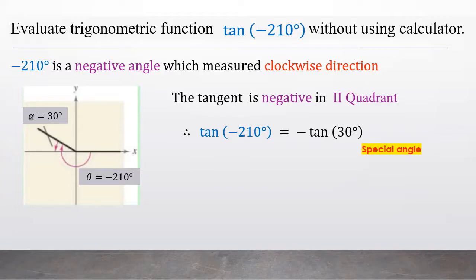We may use the values of special angles. So you have negative 1 over root 3. We may do the process of rationalizing with root 3 over root 3. So therefore, we are going to have negative root 3 over 3.